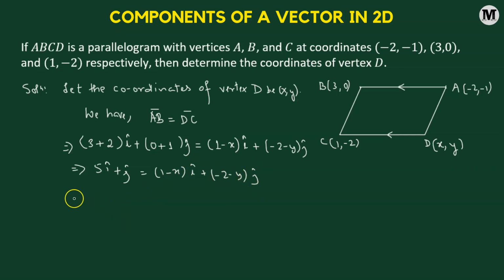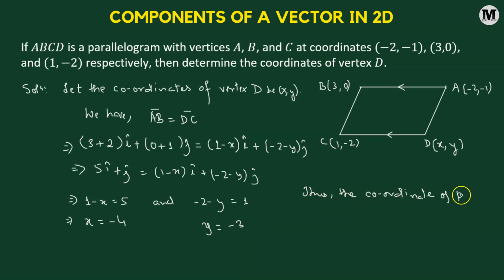What we can do is equate both sides. So equating both sides gives us 1 minus x equals 5, and we get -1 minus y equals 1. So let's solve for the value of x. So x is going to be 1 minus 5, that's -4. Then we have y equals -1 minus 1, so that's going to be -2. So now we have the values of x and y. So we can finally say that the coordinate of point D is going to be (-4, -2).